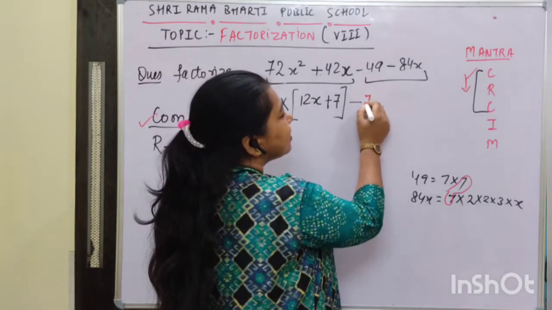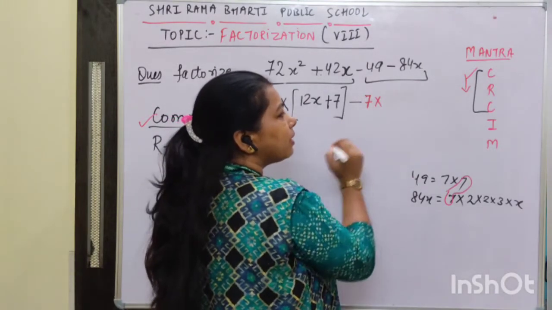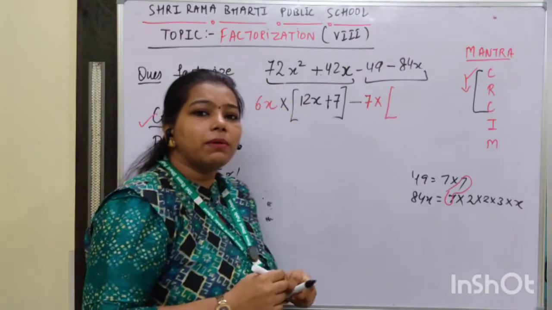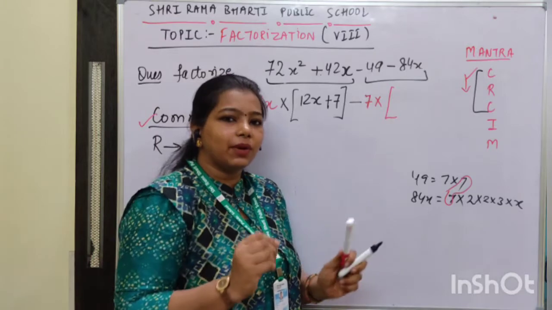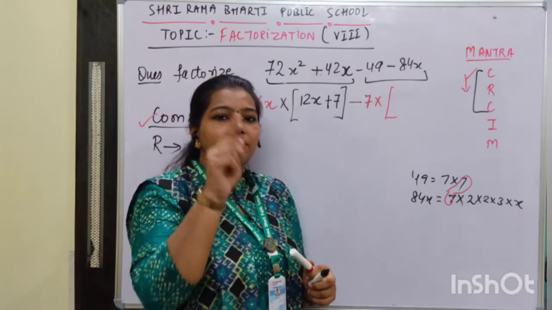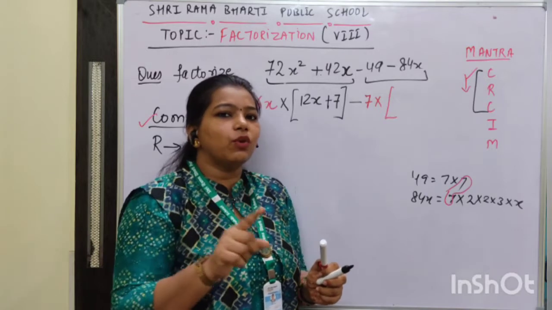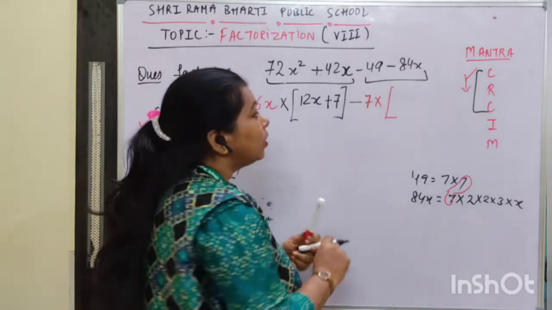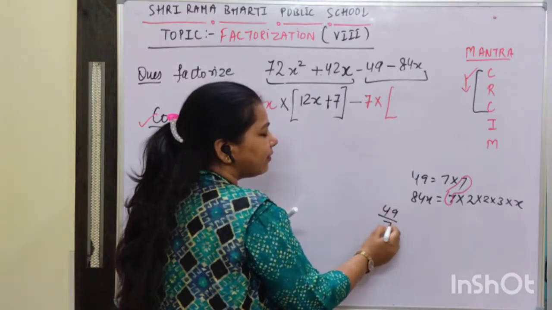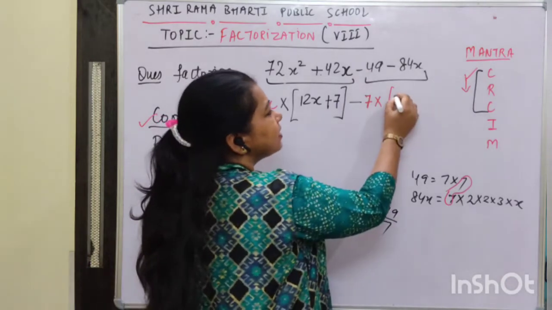So we will write 7. Again we will put the multiplication sign and we will open the bracket. This is the common practice that we will do in each and every question. After taking the number common, we will put the multiplication sign and we will open the bracket. So as we can see, 49 is here. So 49 when divided by 7 will give us 7.